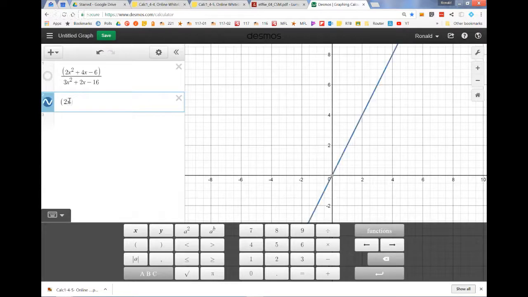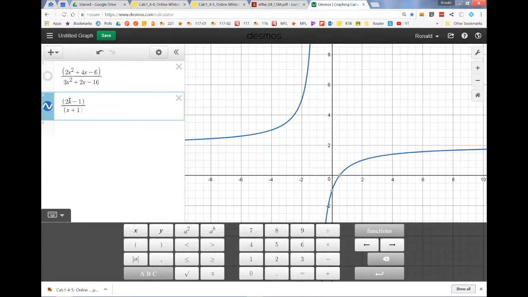2x minus 1. I have a quick question. Yeah, go ahead. So essentially, it's just a fraction of the constants out in front of the x, or the x squared, right? When you're doing a ratio, yes.